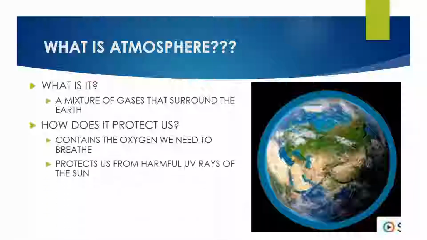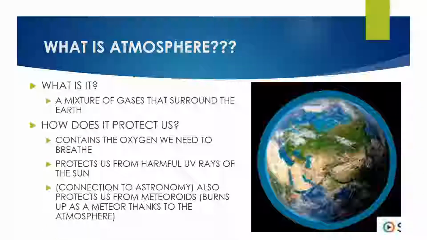How else does it protect us? Well, it protects us from harmful UV rays of the sun. As we start talking about the layers of the atmosphere, there's one layer that contains a protective shield for us called the ozone layer, and that actually protects us from the very dangerous ultraviolet radiation that can come from the sun. Ultraviolet radiation is what causes skin cancer if you have too much exposure to the UV rays of the sun. So that's why your parents always say, when you're going to be out at the pool, or outside for an extended period of time, put sunscreen on to protect yourself from those dangerous UV rays.